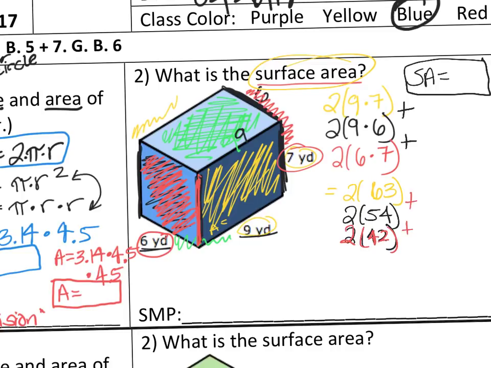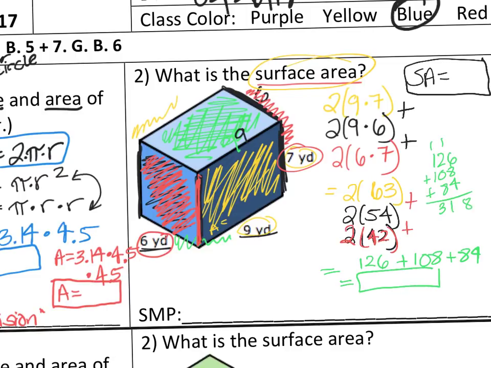2 times 63 is 126. 2 times 54 is 108. 2 times 42 is 84. Add those all together and you get your surface area. So I added them on the side and I got 318 yards. So my surface area is 318 yards.